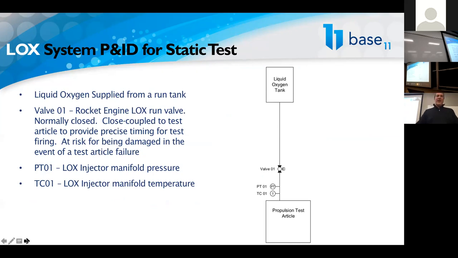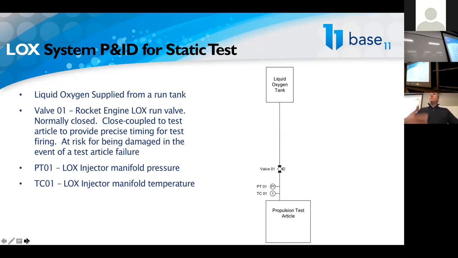To start the development of the plumbing and instrumentation diagram, we need a LOX tank. That's the first item. We need a valve to turn the flow of liquid oxygen on and off to the test article, and then obviously we have the test article. In most cases, the folks designing the engine are going to want to know the pressure and temperature of the propellants coming into the engine, so I went ahead and added pressure and temperature there.